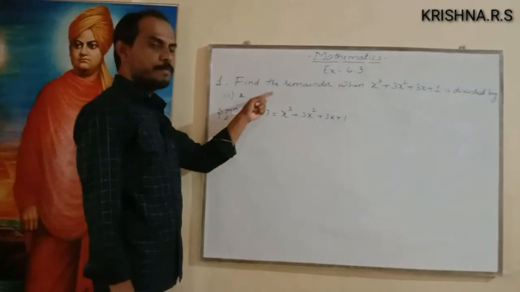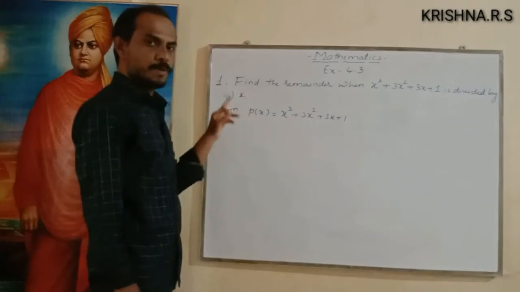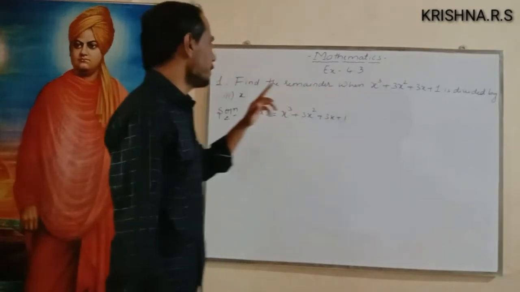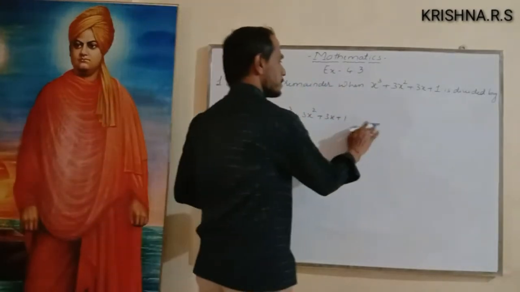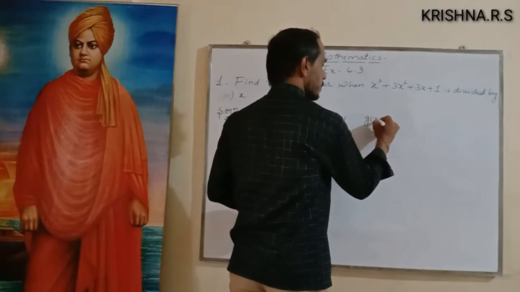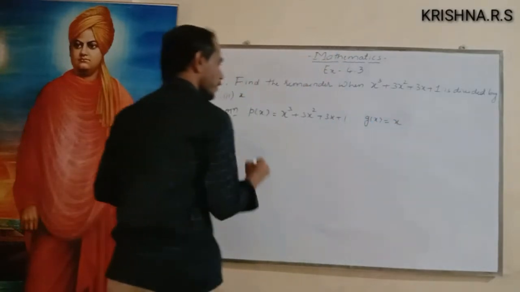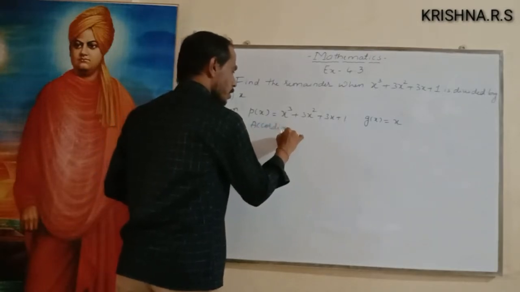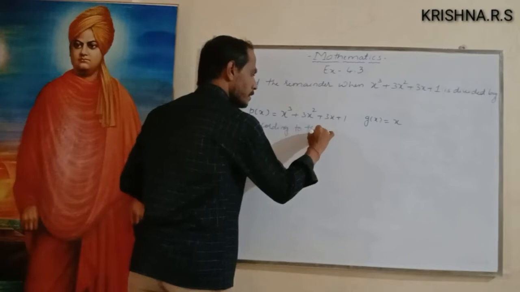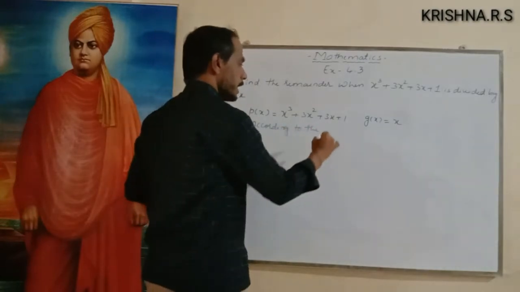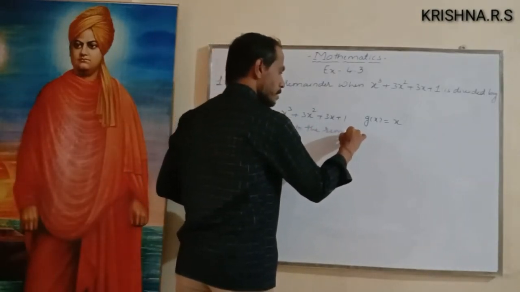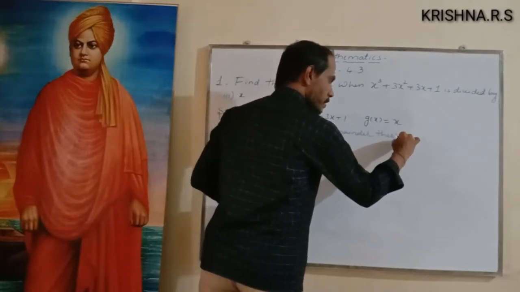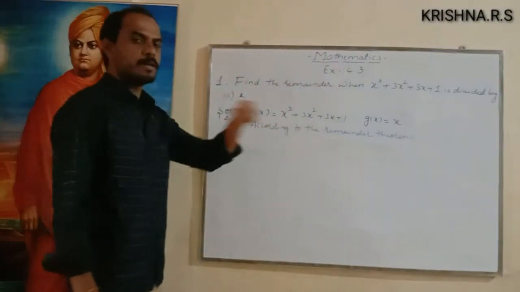The third question of the first bit: the given P of x is divided by x, then g of x is equal to x. According to the what? Yes, according to the remainder theorem. Very good, correct. It is according to the remainder theorem.